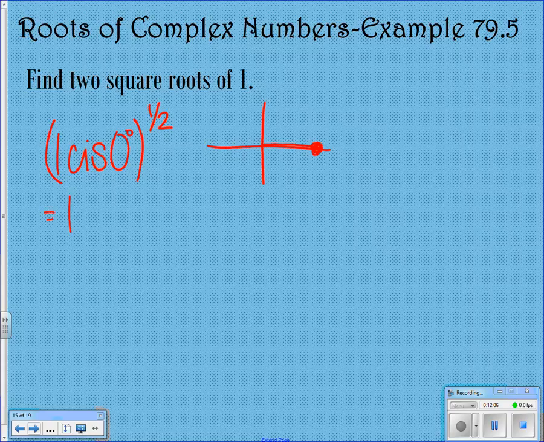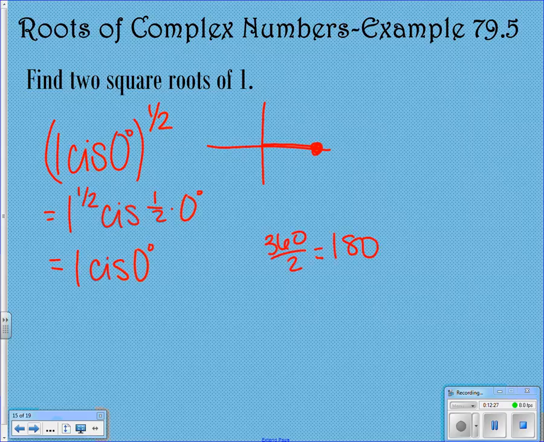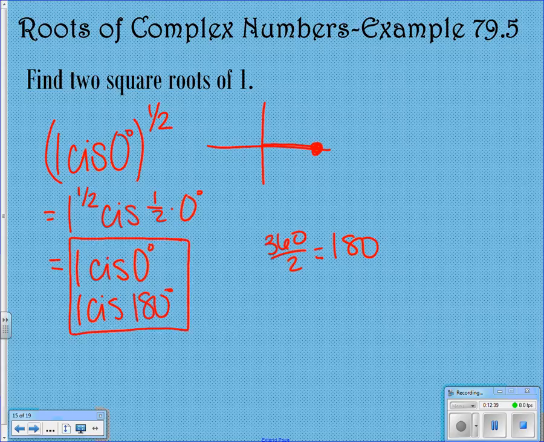We're looking for square roots. So we're going to say 1 to the 1/2, and then CIS 1/2 times 0 degrees. 1 to the 1/2 is just 1. CIS 1/2 times 0 is 0 degrees. Okay? Now, we need to take 360 and divide it by 2, and that'll give us 180. And so we're going to add 180, and we get 180 degrees. Now, we only have 2 because we're dealing with square roots, so these are our 2 answers.